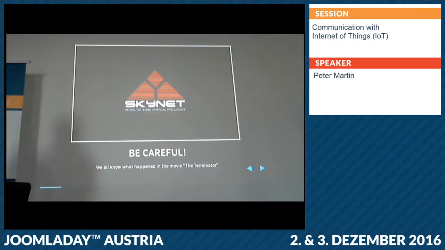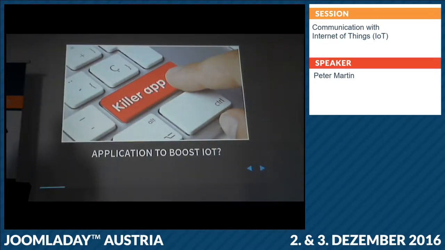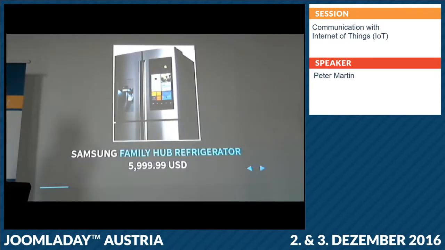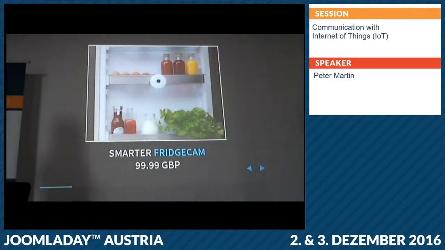If you look at killer applications, which might really help to promote Internet of Things, I don't think this will be the killer application. It's really expensive. It's a refrigerator with a built-in device that checks everything that's in the refrigerator, and if you're out, it will order stuff for you automatically. Actually, I think the British people have a better solution. It's a fridge cam. It's even cheaper.